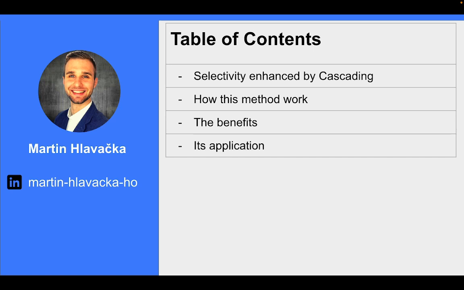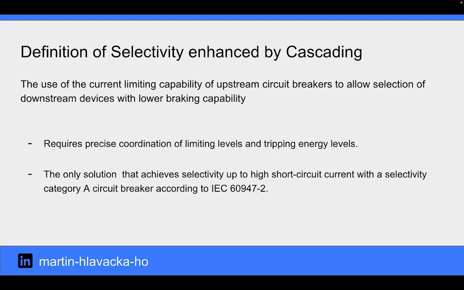My name is Martin Hlavačka and in this video I will explain the selectivity method, how it works, its benefits and its application. What is selectivity enhanced by cascading? This is another selectivity method that we deliberately separate from the third selectivity methods we talked about in the previous video, and you will soon understand why I did it.